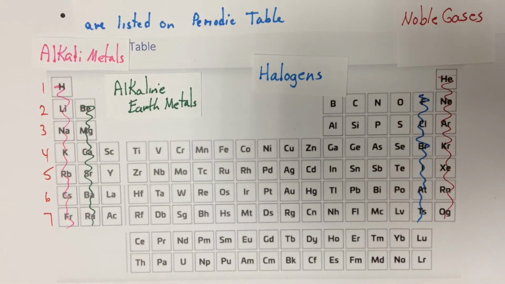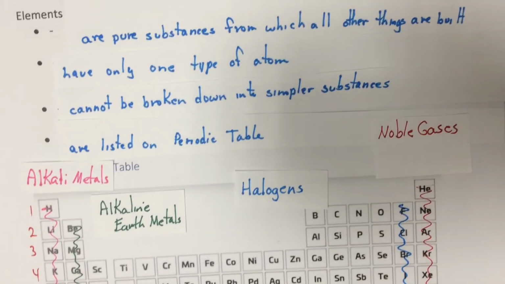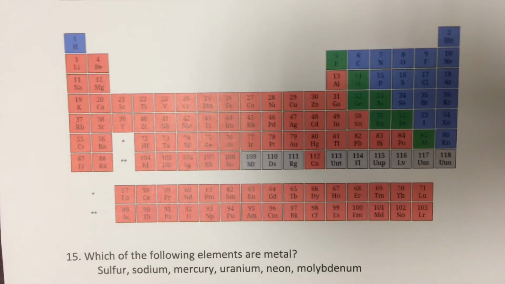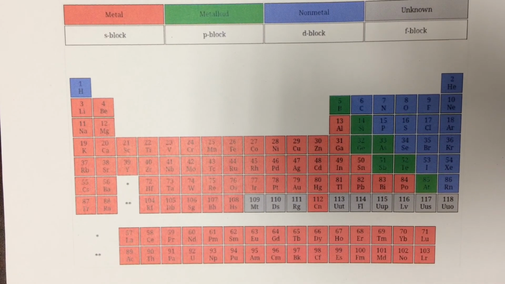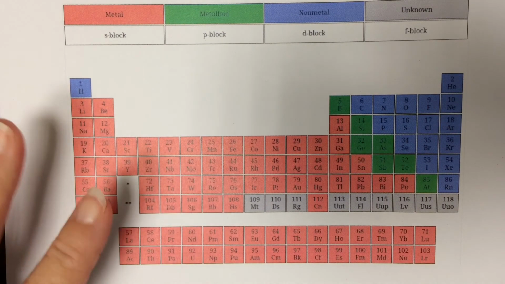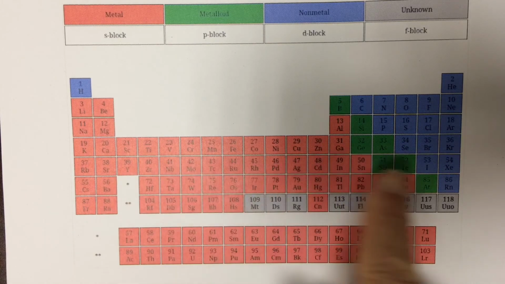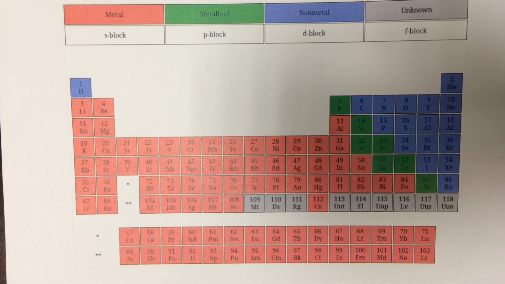The other divisions of the periodic table we need to know are the metals and the nonmetals. So here are the metals and the nonmetals. First thing you'll notice, the metals are in red, and that there are many, many more metals than nonmetals. So the metals are in red, the nonmetals are in blue, and the semimetals or metalloids are in green.